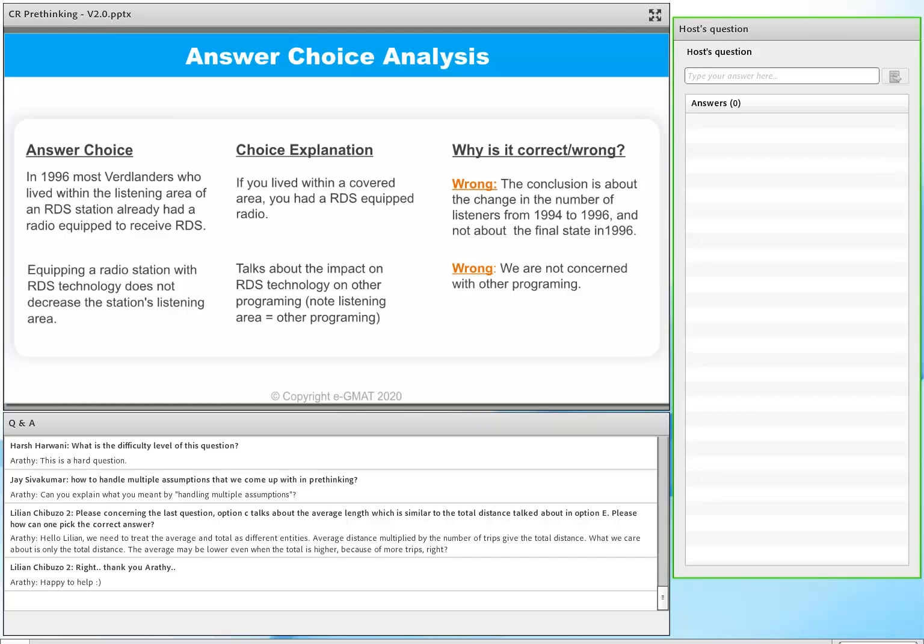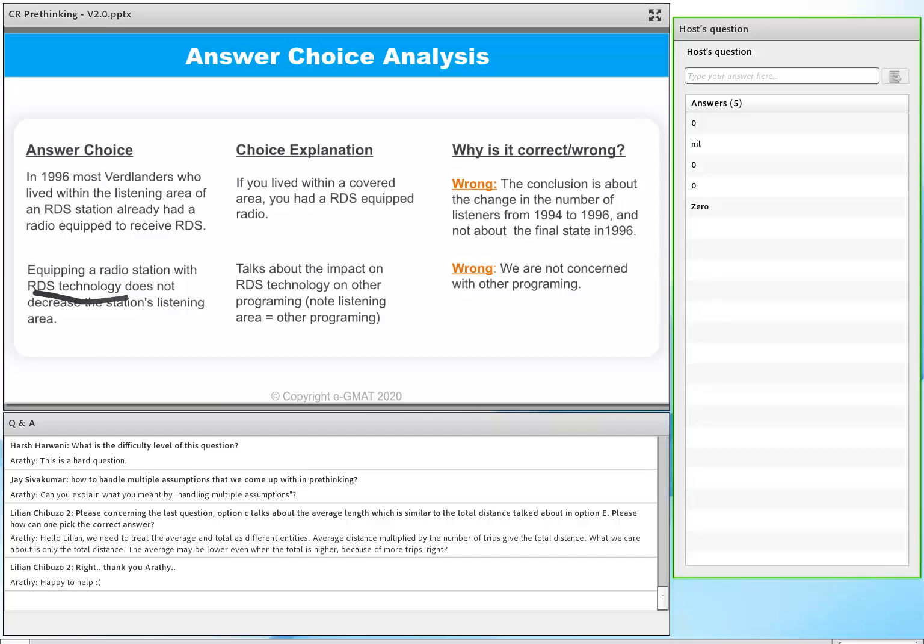What kind of programming is my conclusion about? Special programming. Without RDS technology, can a station broadcast RDS or special programming? No. So what is the range of special programming from a radio station that doesn't have RDS technology? Simple mathematics. 0. Yes.